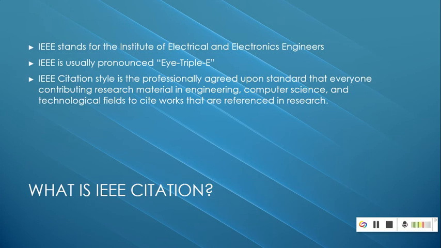IEEE citation style is the professionally agreed upon standard that everyone in engineering, computer science, and technological fields use to cite research and works that they use in their research. So if you're continuing on in the field, you will definitely use IEEE in your career.